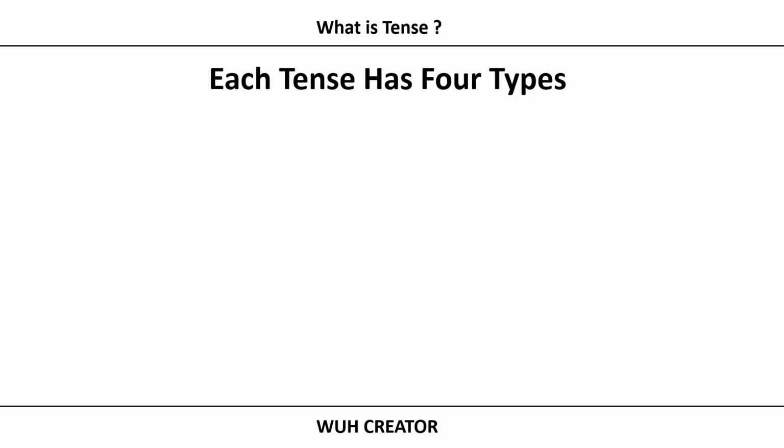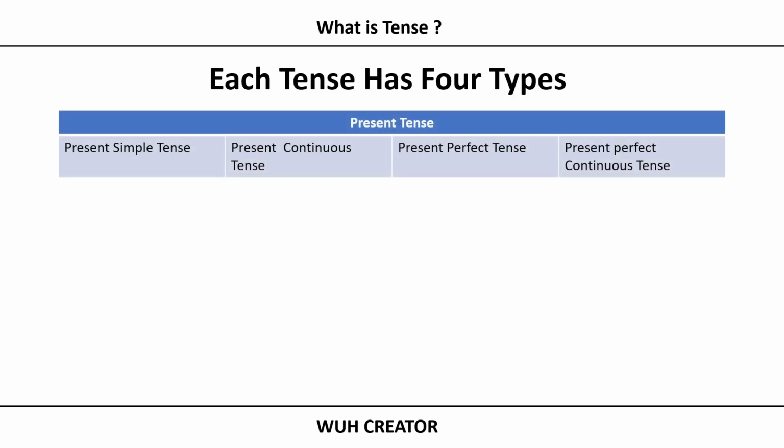Now, let's take a look at the present tense table. The present tense consists of 4 main types, and each type is used in different situations. Present simple tense. Present continuous tense. Present perfect tense. Present perfect continuous tense. Similarly, the past tense and future tense also have the same 4 types.